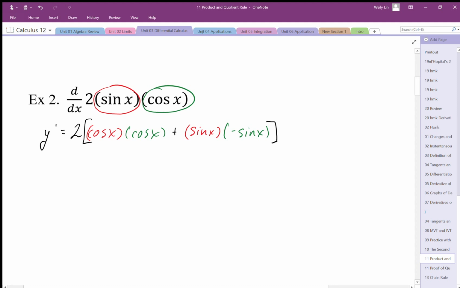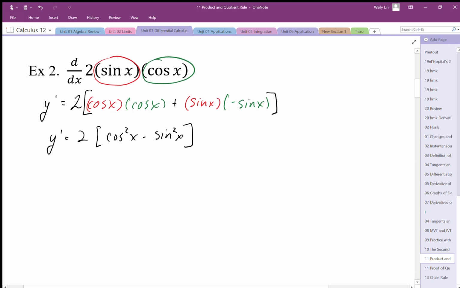Now I can simplify this. Okay, so y prime is equal to 2, well, this ends up being cos squared x minus sine squared x, which itself is a trig identity. And we could just leave it like this. However, I'm going to go down here a little bit lower using a trig identity, and we end up with y prime equals 2, and that's actually cosine 2x.